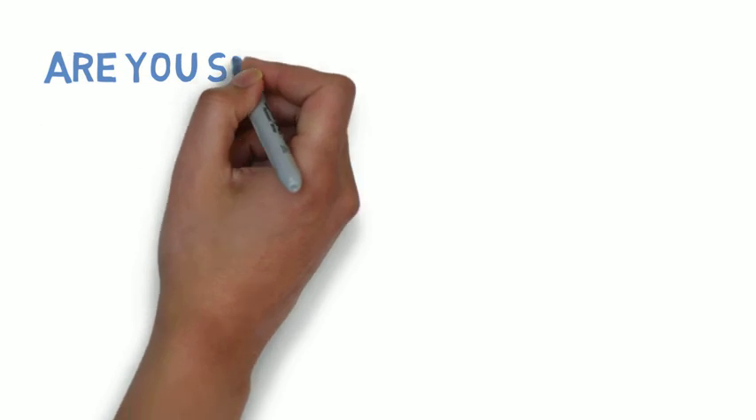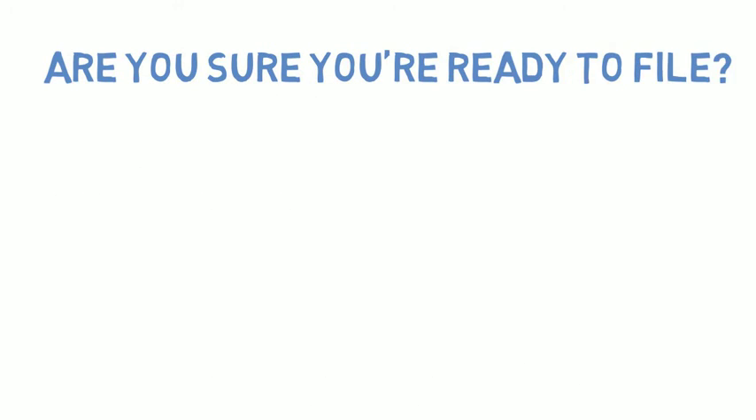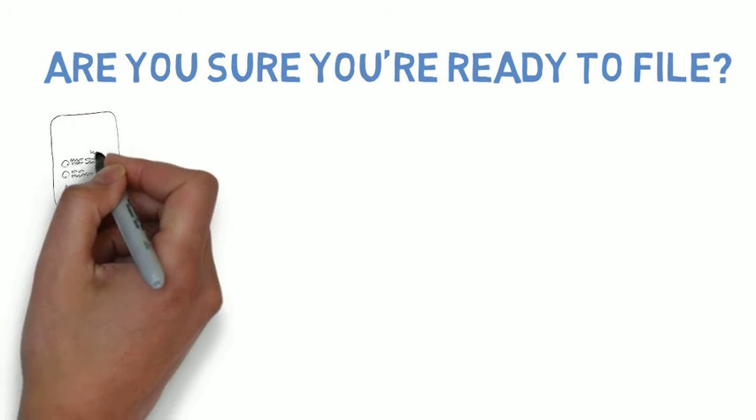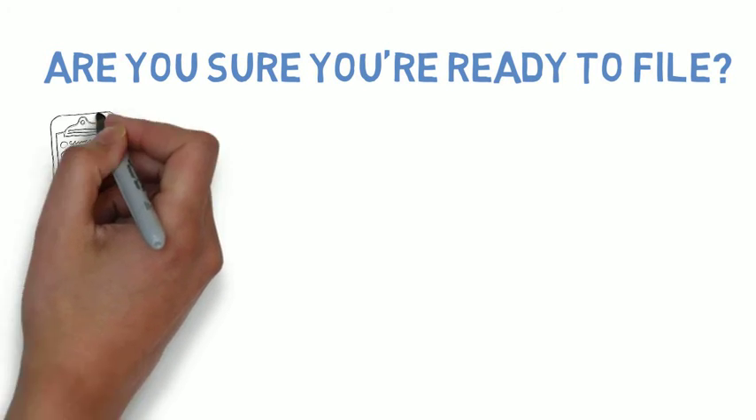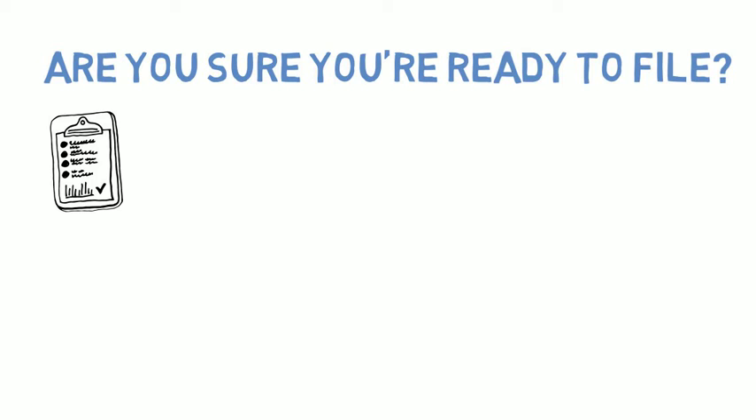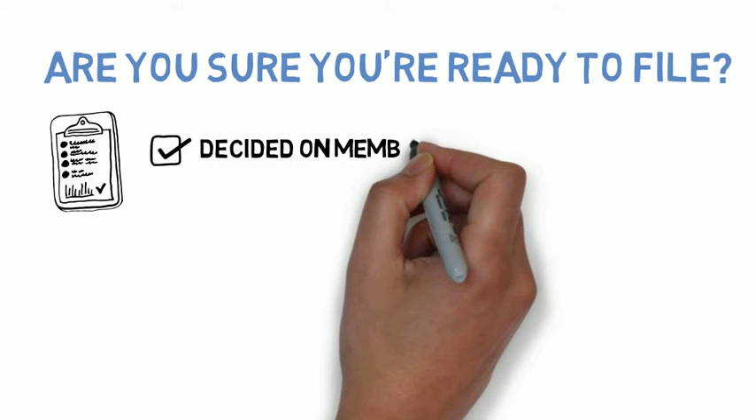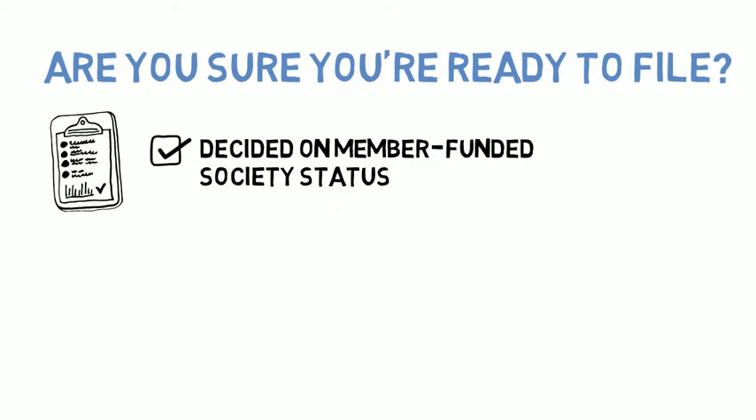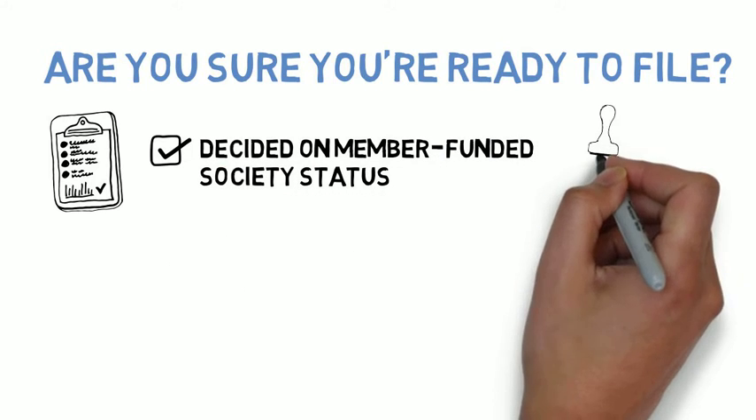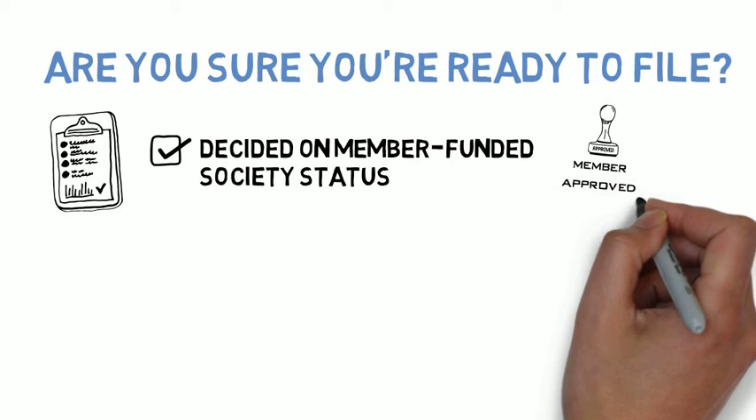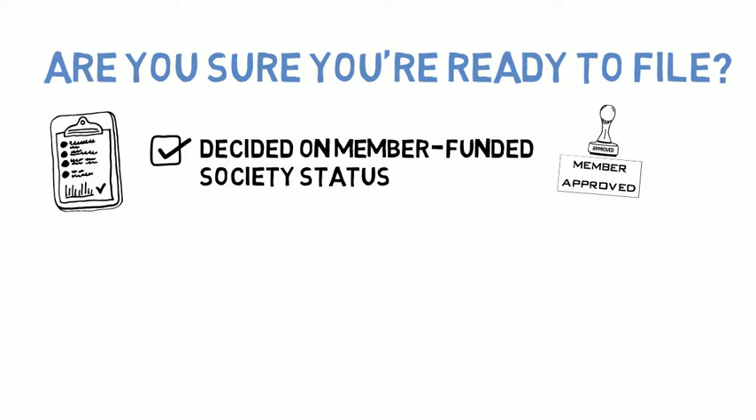First, though, are you sure you're ready to file? To file the transition application for a society, you must first complete several steps to prepare for transition. Here's a checklist of what you must have done in advance. You decided whether the society wishes to designate itself as a member-funded society, and if the answer was yes, your members have approved this by special resolution.